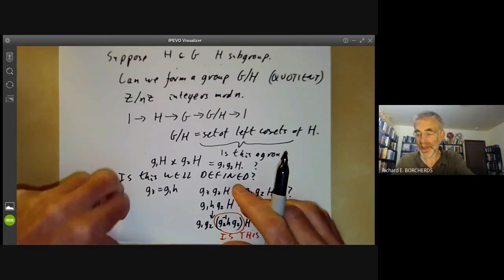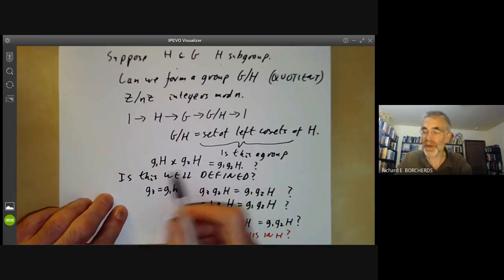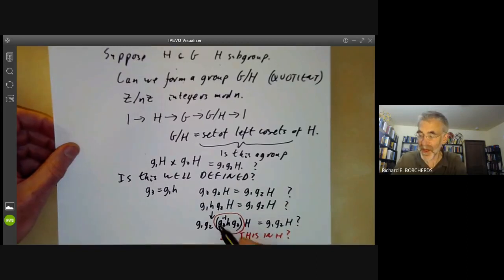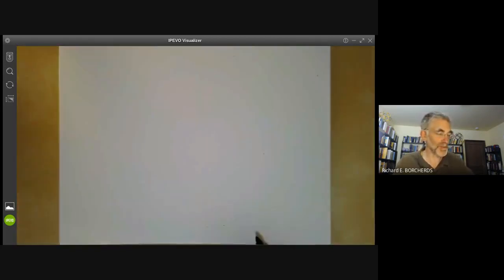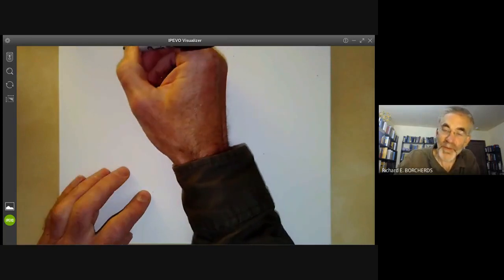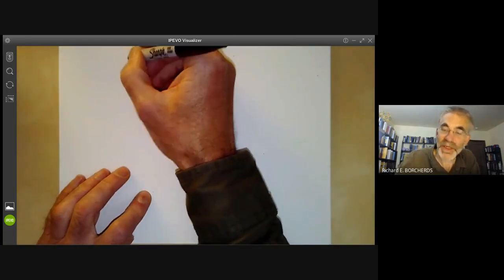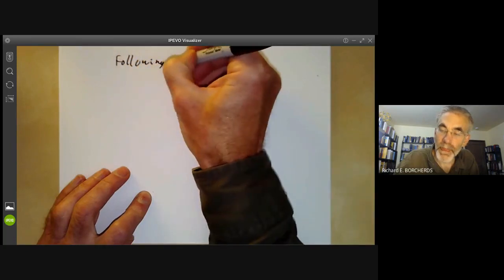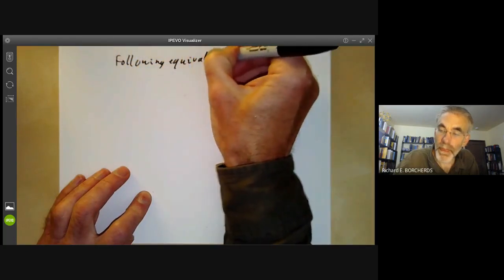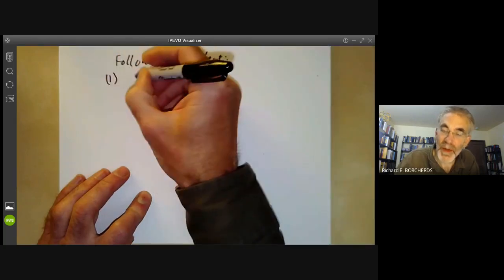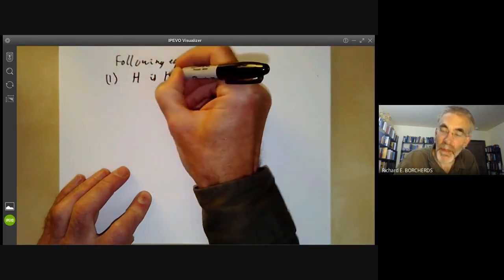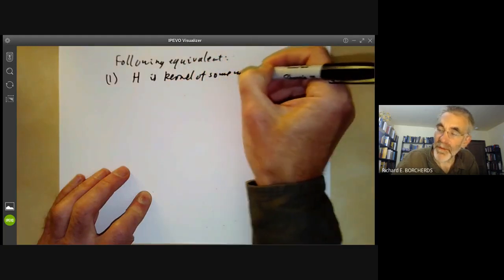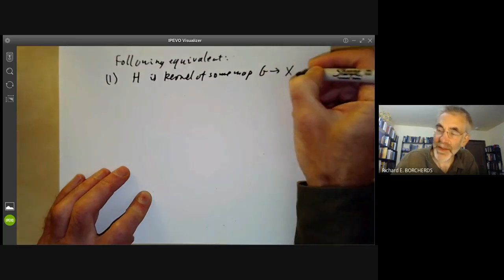And it's very easy to check that if this multiplication is well-defined, then it's associative and has an identity and inverses, so it forms a group. So the big question is does this hold? And in fact, you can see the following conditions are equivalent. First of all, H is the kernel of some map from G to any group X.